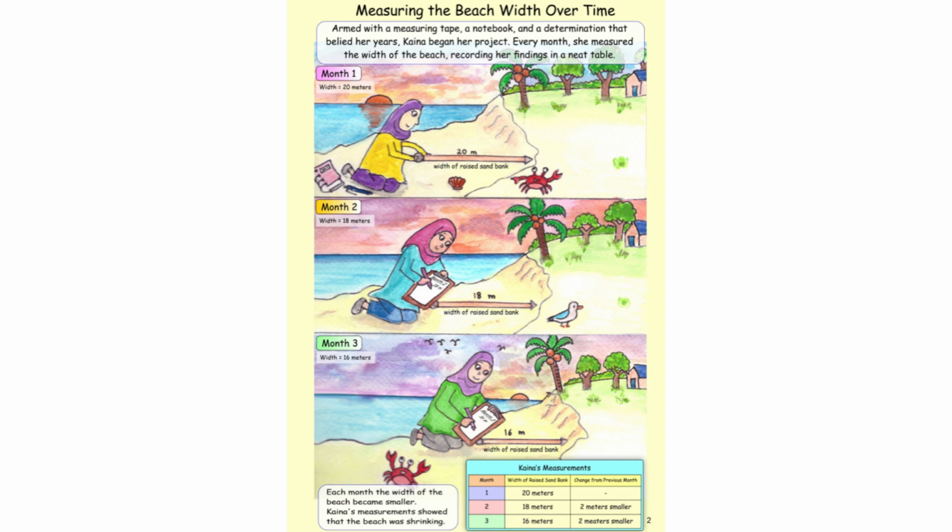Armed with a measuring tape, a notebook, and a determination that belied her years, Kaina began her project. Every month, she measured the width of the beach, recording her findings in a neat table. Each month, the width of the beach became smaller. Kaina's measurements showed that the beach was shrinking.